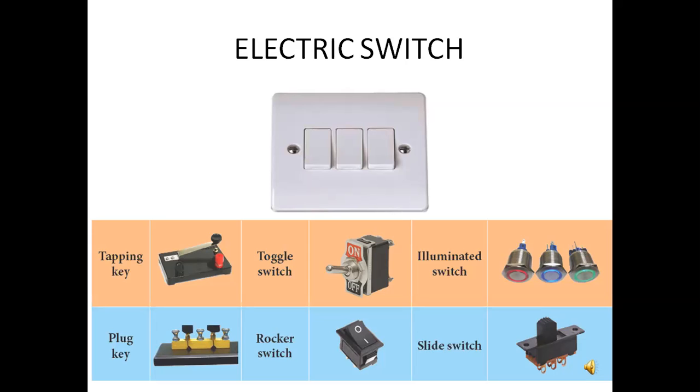Can you remember what you did last year to turn the current on or off? This time we shall use a switch to turn the current on or off. You may have used different kinds of switches to turn your household electric appliances on or off. Switches help us to start or stop the appliances safely and easily. Many types of switches are here: tapping key, toggle switch, illuminator switch, plug key, rocker switch, slide switch.